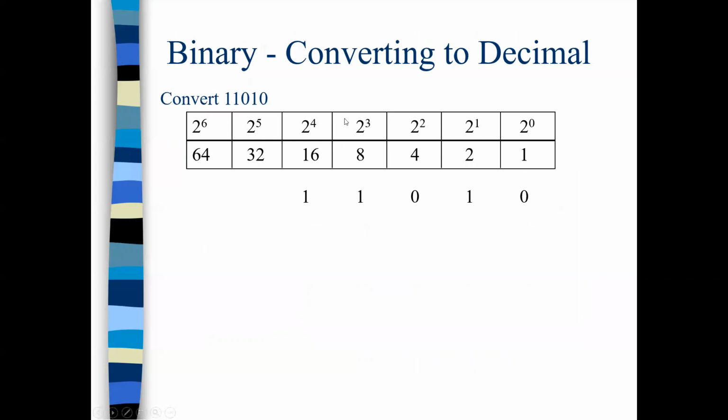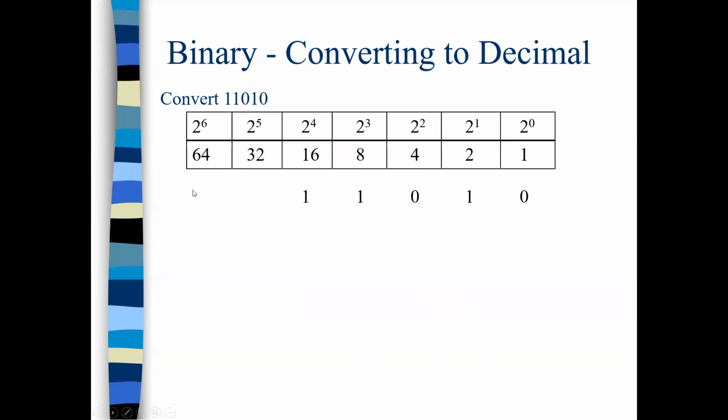11010. The bits are already lined up for you under the columns. So what would that binary number be equivalent to in decimal? I heard it. 26. Does that sound right? Good to everybody? We have 16 plus 8 plus 2.